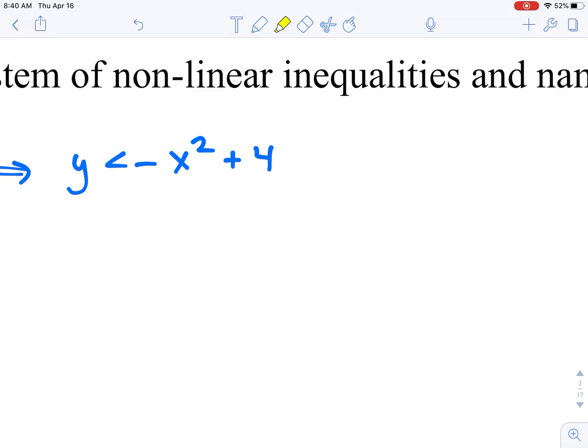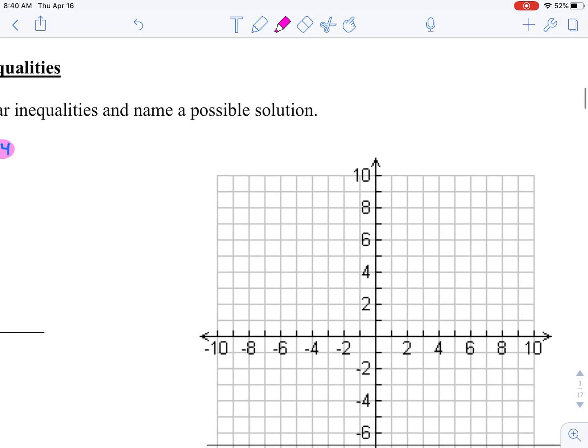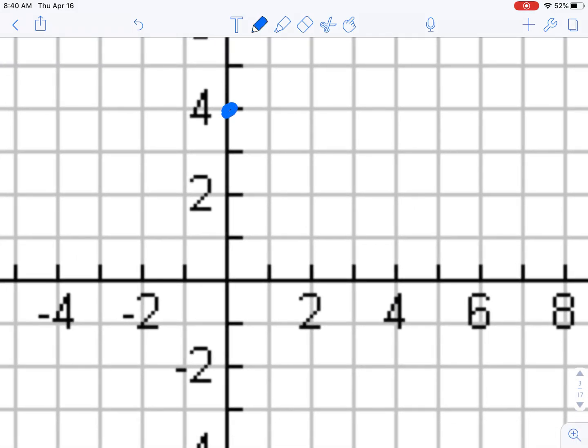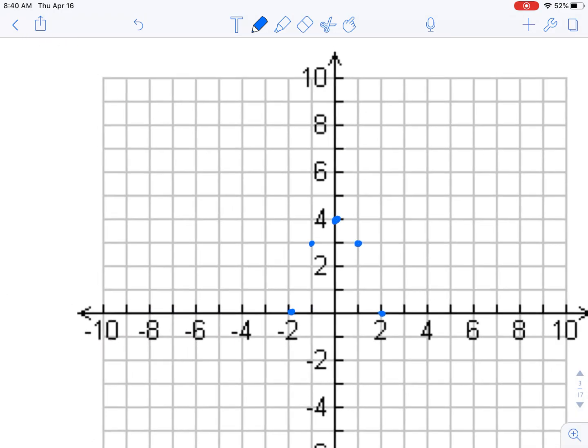It is a parabola that is opening down. It's going to have a vertex that's shifted up 4. So let's go ahead and start with that. We're shifted up 4, and we're going to open down with our pattern. Our pattern is down 1 over 1. So 1 squared is 1, and then 2 squared is 4.